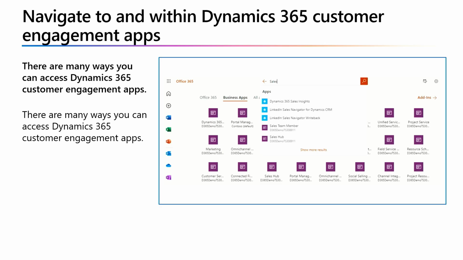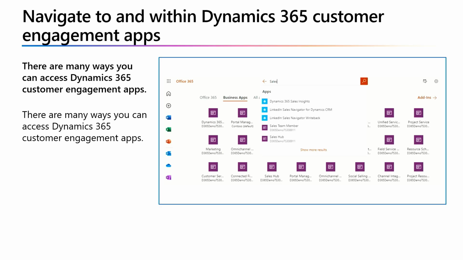The easiest way to access the applications is through a web browser on the device of their choice. Users can access business applications such as Dynamics 365 customer engagement apps from the Apps area of the Office 365 portal. Once in the Apps area, selecting the Business Apps tab provides quick and easy access to all of your business applications from a centralized location.